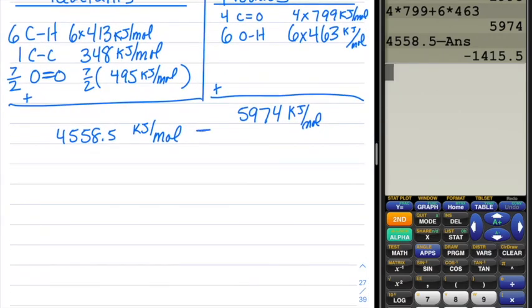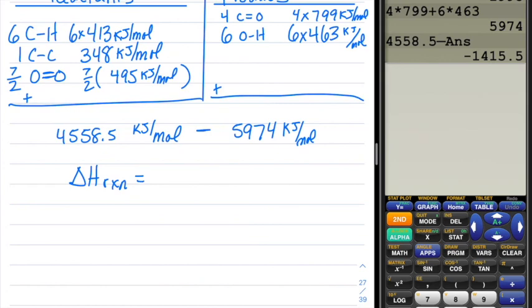So if we subtract these two, we get our delta H of reaction, a negative 1,415, and with sig figs, I'm going to call that 1,416 kilojoules per mole, like so. Excellent.